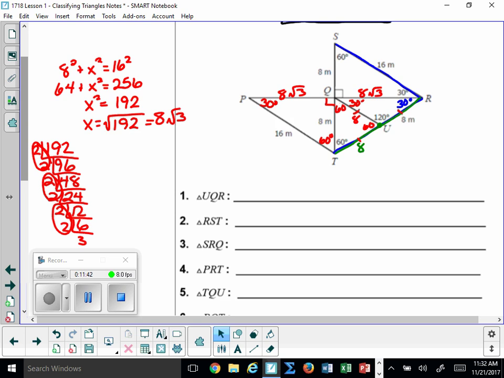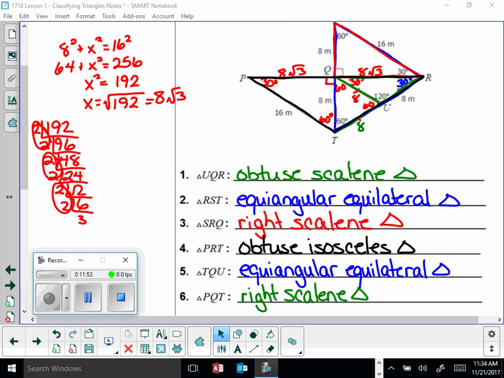Now that I've annotated this diagram, I can actually answer these 6 questions below. So pause your video for a moment and do that, please. Okay. I think number 2, RST, was interesting because 3 of the smaller triangles get put together to make that particular triangle. All 3 sides are 16, and all 3 angles are 60, which made it equiangular equilateral. The rest were individual triangles, so a little easier to see.